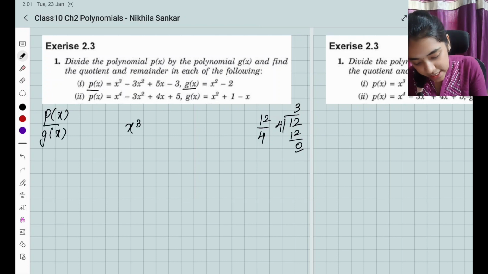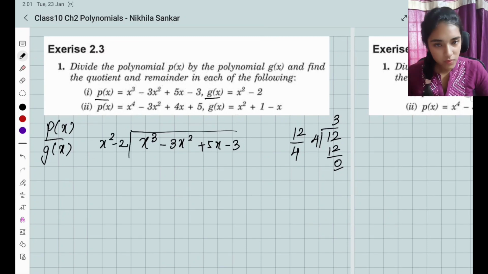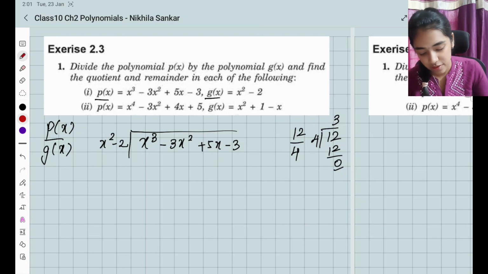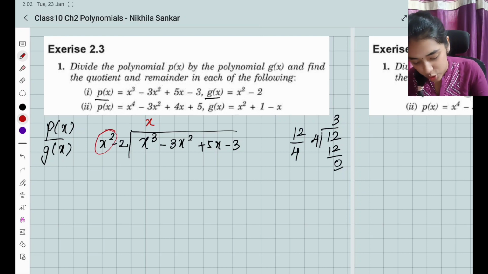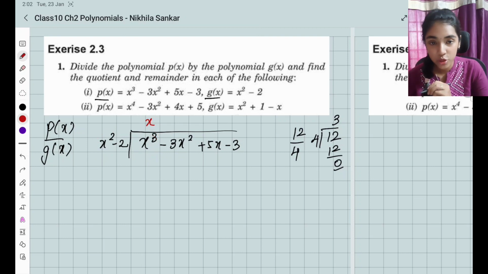இப்போ let's see, x cube minus 3x square plus 5x minus 3. This is going to be the dividend. இப்போ divisor என்ன? You have x square minus 2. Okay, so in these cases, first of all, you have x cube here and you have x square here. So to make the first term 0, நம்ம என்ன பண்ண போறோம்? I'm going to multiply by x. Okay, இப்போ x square into x என்ன? It is going to be x cube, which is going to be the first term. So இதுதான் நம்மளோட logic.